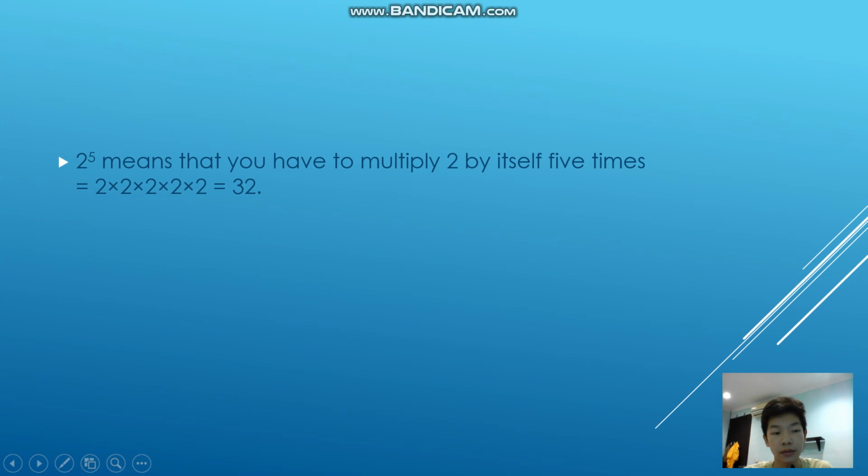This is an example of indices. This is 2 to the power of 5. The 2 is the base number, and the 5 is the indices of the 2. In this case, 2 to the power of 5 means that you have to multiply the base number 2 by itself 5 times because it has an indices of 5. So 2 to the power of 5 is equal to 2 times 2 times 2 times 2 times 2, which is equal to 32.